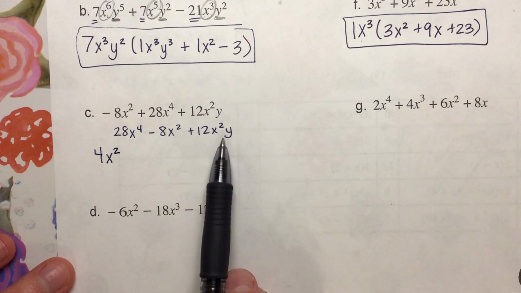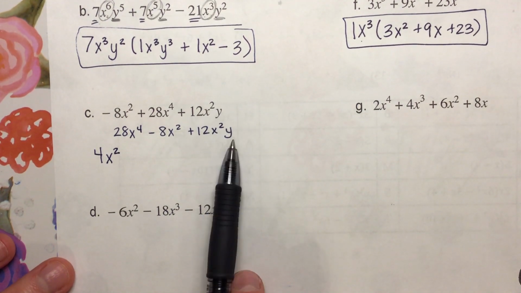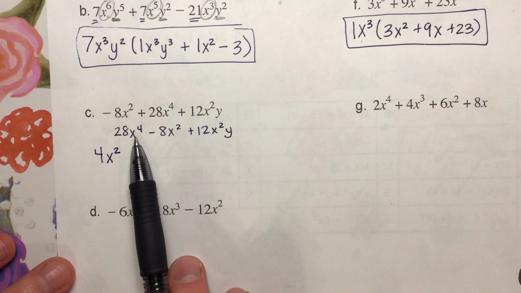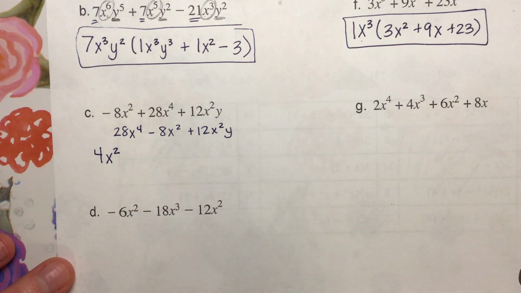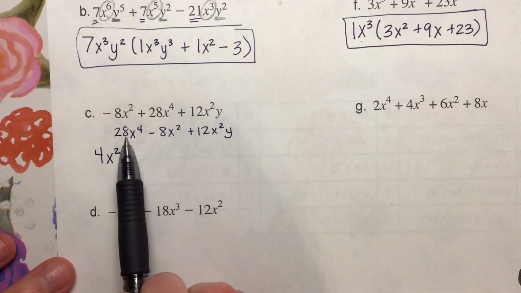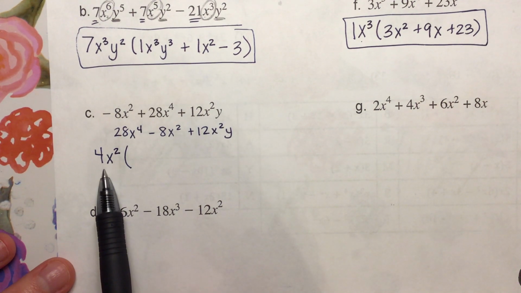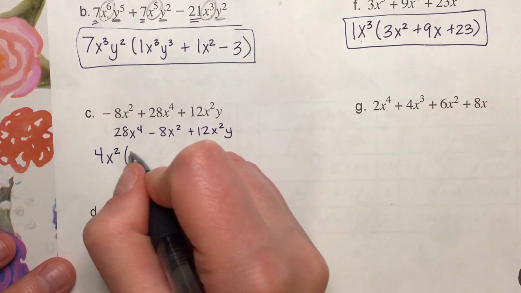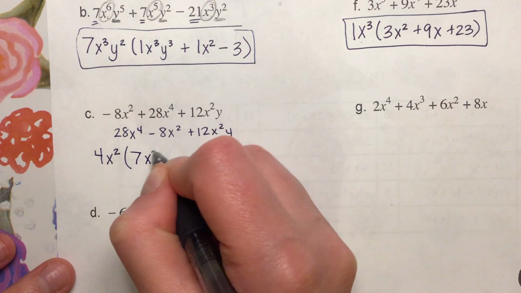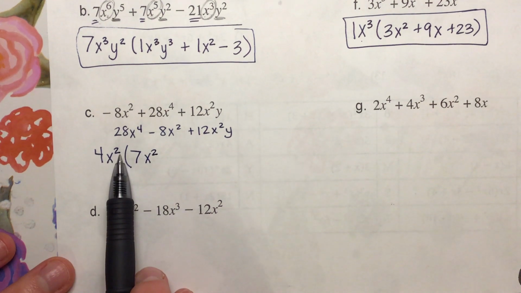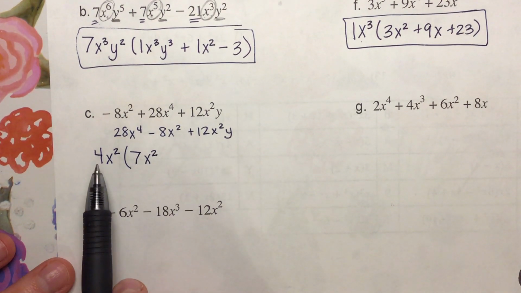And finally, looking at y's, this last one has a y, but this term and this term don't have any y's in the expression. So I cannot pull a y out because it is not common between all three parts. So now I'm dividing 4x squared out, and let's do that. If I take 4x squared out, 28x to the 4th, and I'm dividing it by 4x squared, 28 divided by 4 is 7. X to the 4th divided by x squared is x squared. I took that 4 minus 2. When I divide, I subtract exponents.